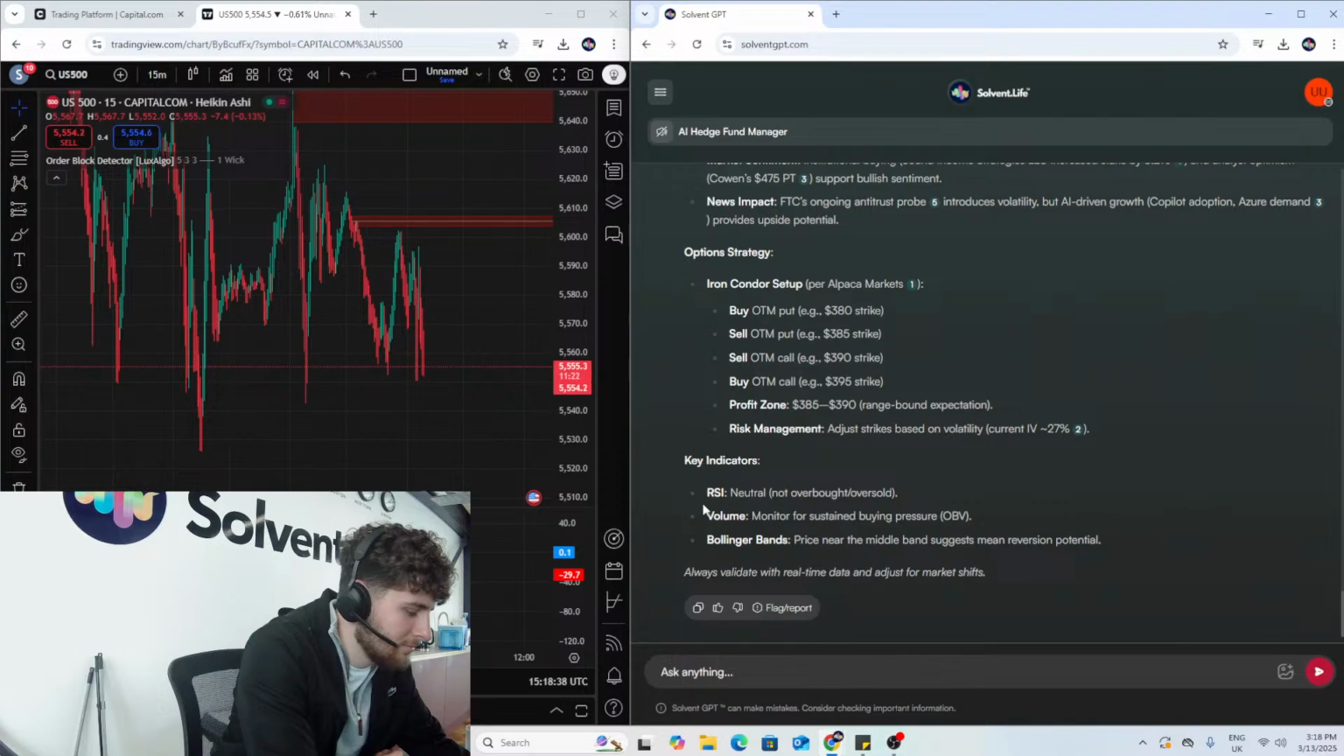Fantastic. The relative strength index is currently neutral. Volume is showing sustained buying pressure, and the price near the middle band is suggesting reversion potential. Fantastic. US 500 continuing to drop down.